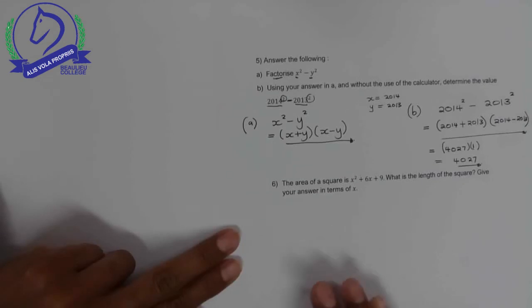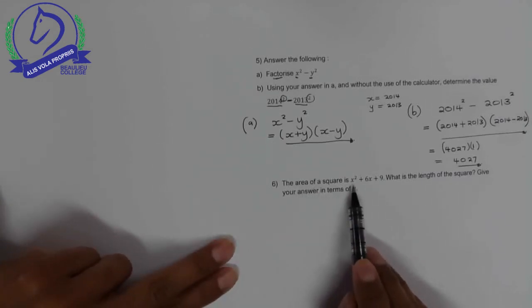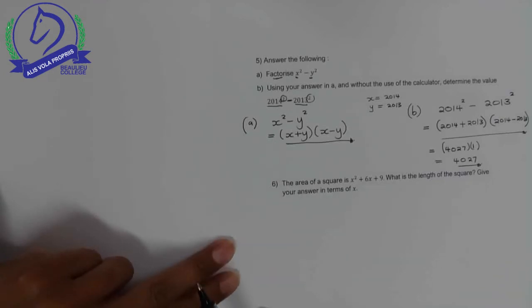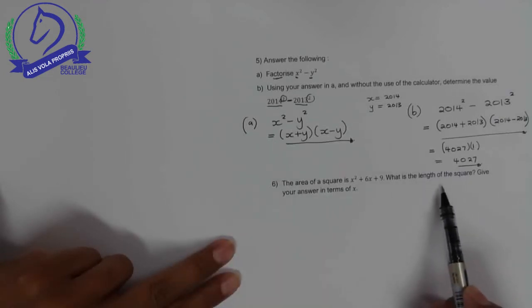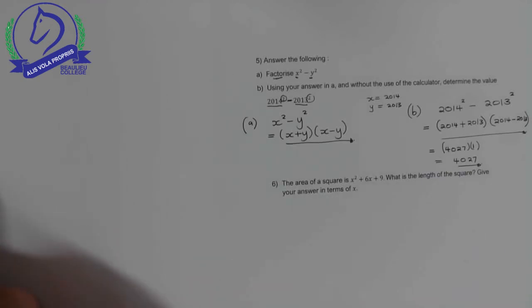Let's look at 6. The area of a square is x squared plus 6x plus 9. What is the length of the square? Give your answer in terms of x. I'm sure some of you are wondering, why is geometry brought into algebra? This is an application question, class. It's an application of factorization.